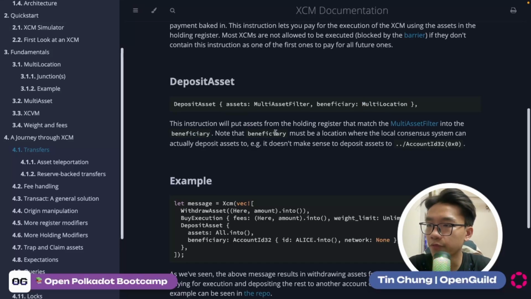Note that the beneficiary must be a location where the local consensus system can actually deposit assets to.